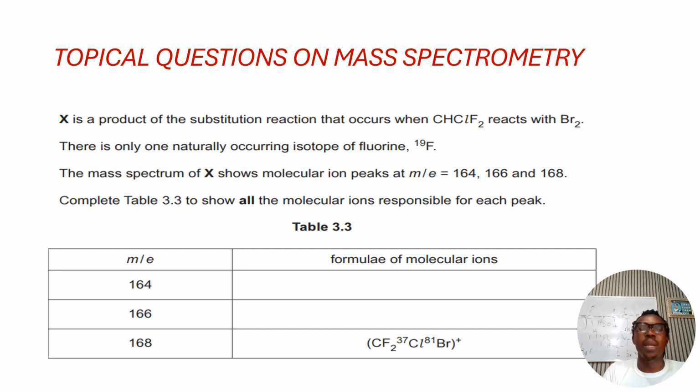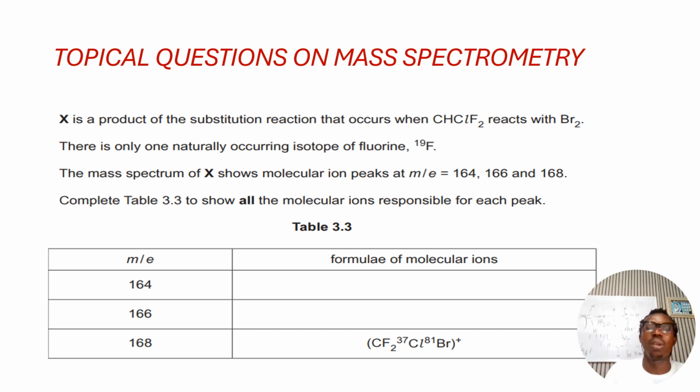So this is another typical examination question before us. X is a product of the substitution reaction that occurs when chlorodifluoromethane reacts with bromine. There's only one naturally occurring isotope of fluorine, which is fluorine 19. The mass spectrum of X shows molecular ion peaks at mass to charge ratio 164, 166, and 168, which is the molecular ion, the molecular ion plus 2, and the molecular ion plus 4, since we are dealing with the halogen molecules.